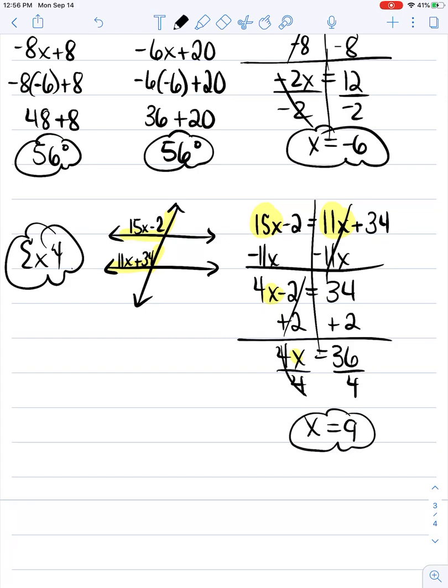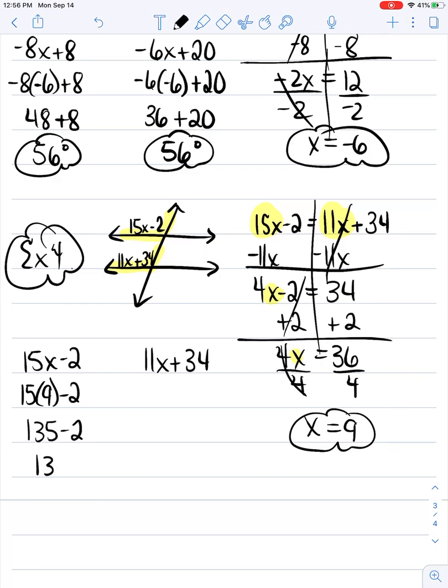And then my last step is to plug those in. So I've got 15x minus 2 and 11x plus 34. So first I have 15 times 9 minus 2. And 15 times 9 is... Now, I'm using a calculator. You're also welcome to use a calculator for these steps. So I've got 135 minus 2, which is 133. So this angle actually measures 133 degrees.